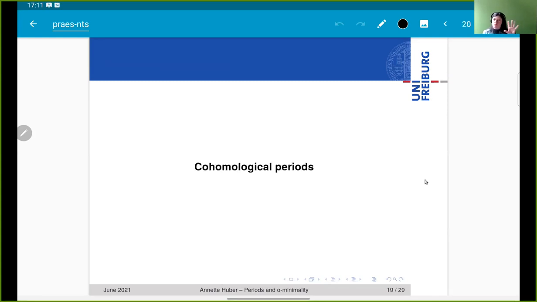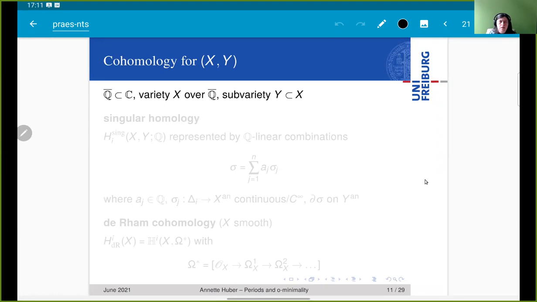So this was pretty elementary, I think. I had this notion of a semi-algebraic set in there, which I didn't really define. There's a completely different approach via cohomology, the notion of a cohomological period. For this approach, I'm fixing an embedding of Q bar into the complex numbers. To be honest, I did this before. When I was doing these integrals, I was also fixing an embedding of Q bar into the complex numbers.